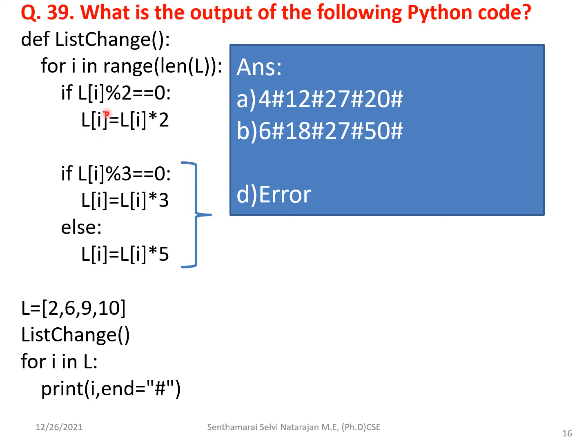So in the index 0 you are going to place the value, that is here L of i you have taken as 2. So 2 asterisk 2 is 4. So now the value is 4.